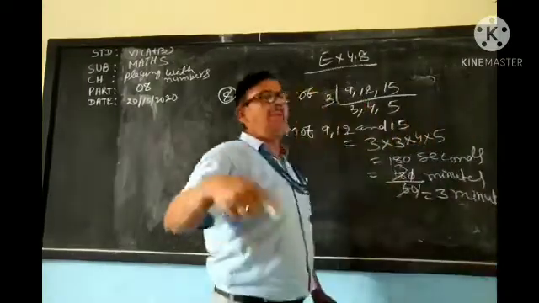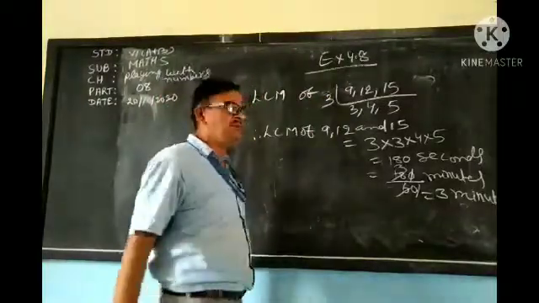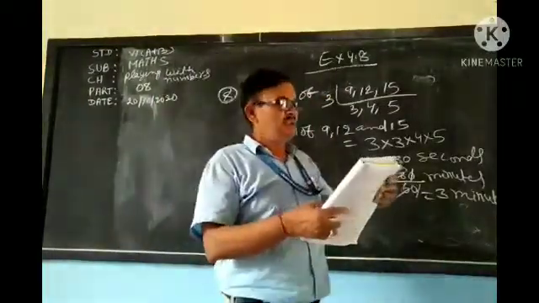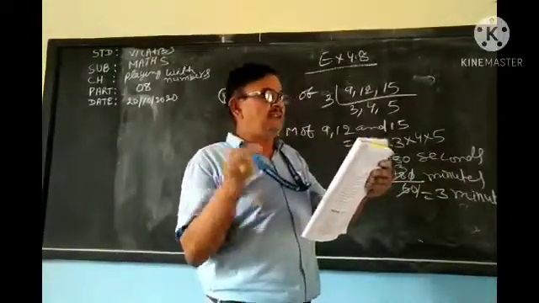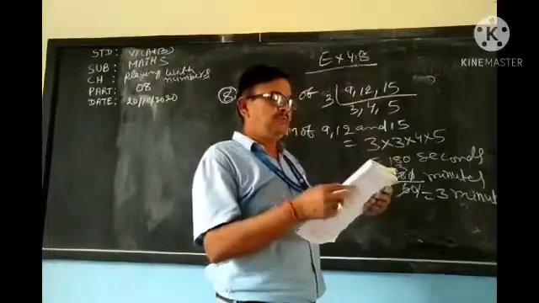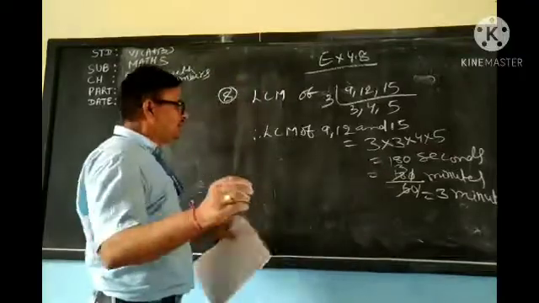After 3 minutes, the bells will toll again together. The question is asking: 3 bells toll at the interval of 9, 12 and 15 seconds. After what interval of time will they toll together? So they toll together after 3 minutes.